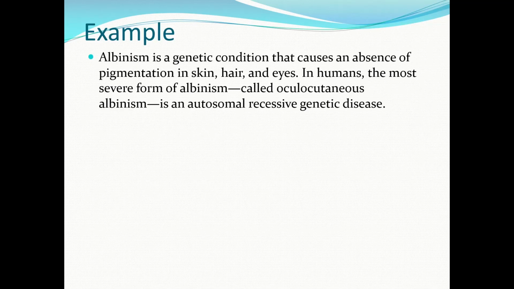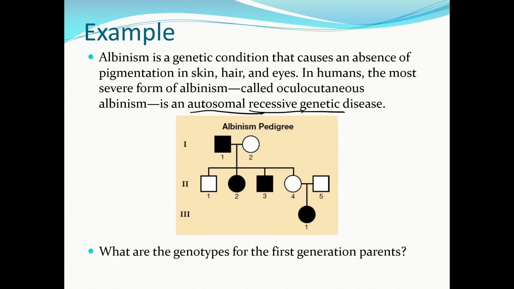Okay, albinism is albino, loss of pigment in skin, hair, and eyes in most humans. The severe form is called oculocutaneous albinism. It's an autosomal recessive disorder. So that's really important information. Okay, so what are the genotypes for the first generation?